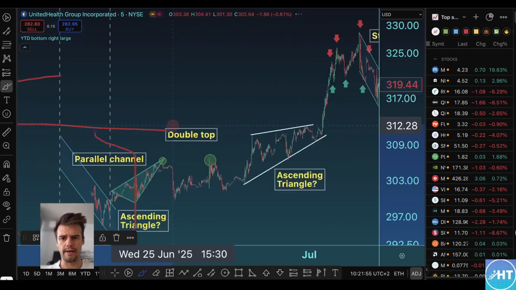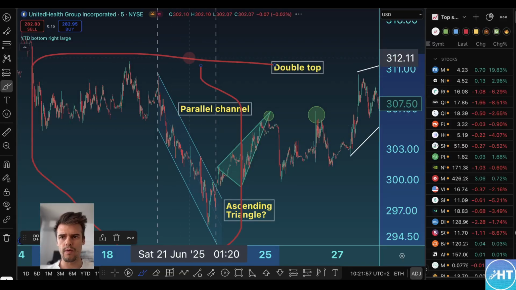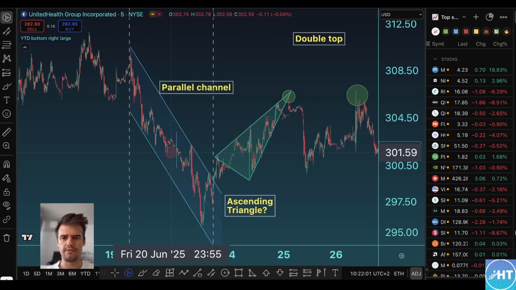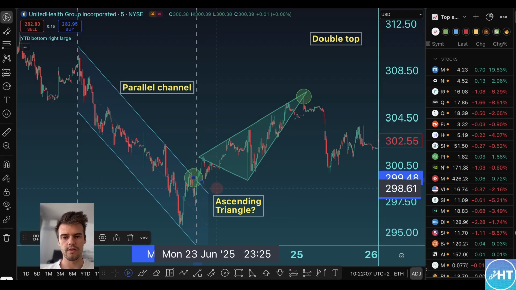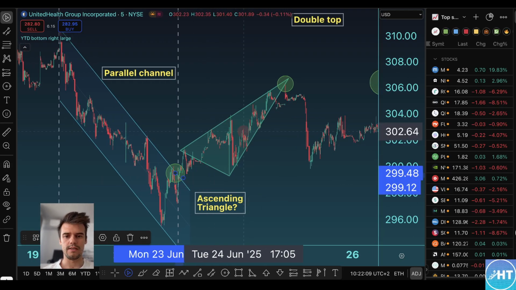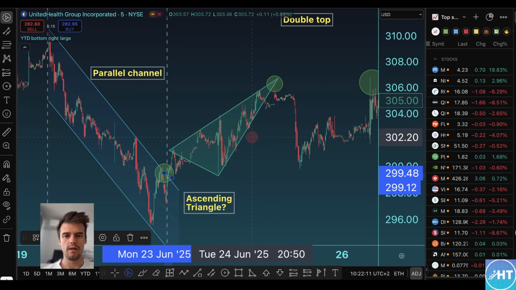So let's go there again. All right, so we have it right here. Very interesting. What do we have? So we have this first parallel channel, and then when we saw the breakout of that structure, we had this kind of triangle, this type of ascending triangle.